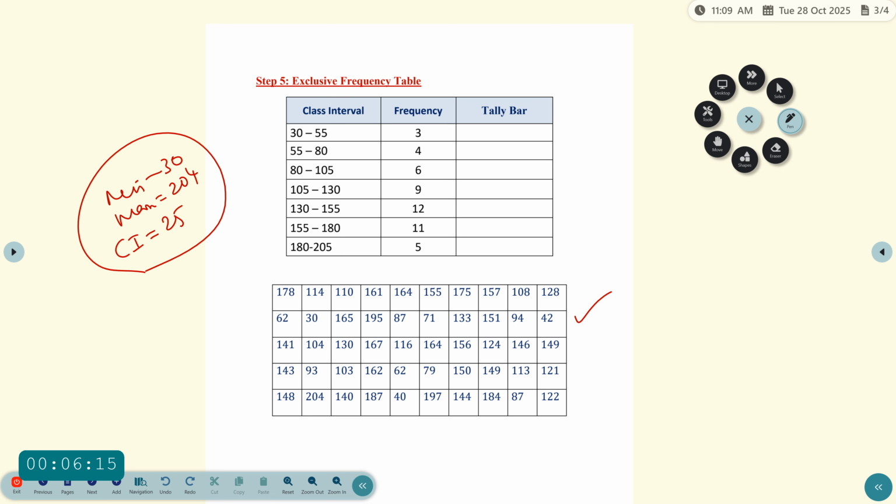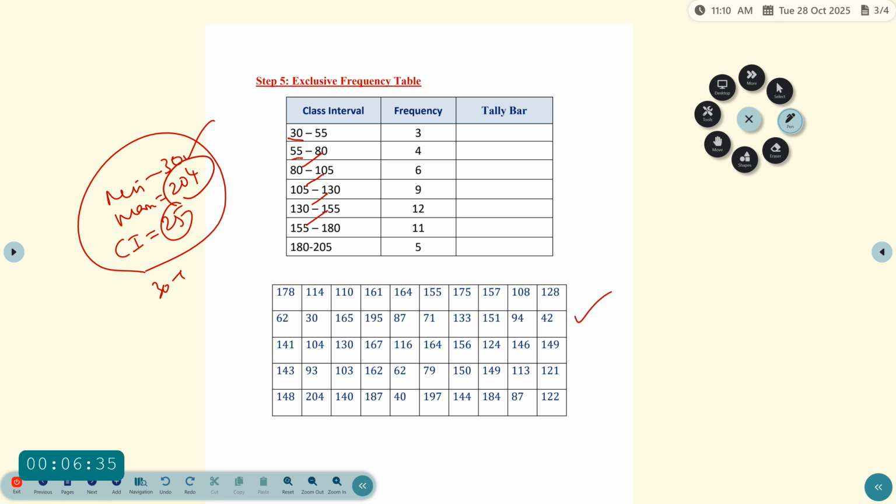Class interval: the minimum value is 30, so we start from 30 here. 30 plus the class interval 25 gives 55. Then start from 55, plus 25 gives 80. Again 80 plus 25, 105 plus 25, 130 plus 25, 155 plus 25.